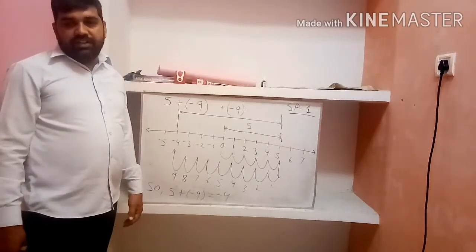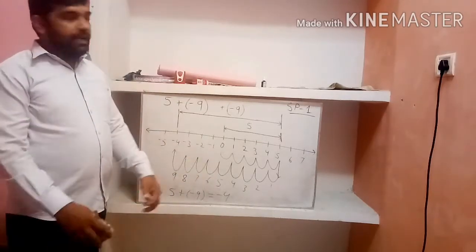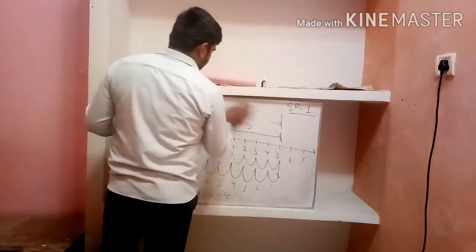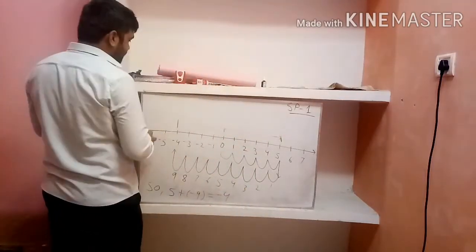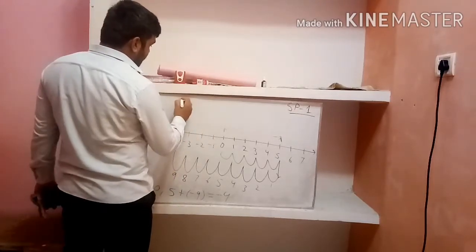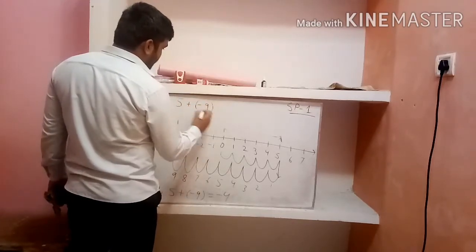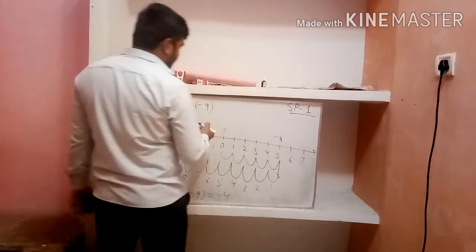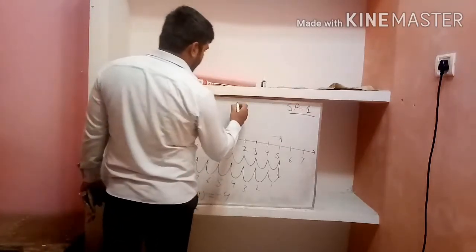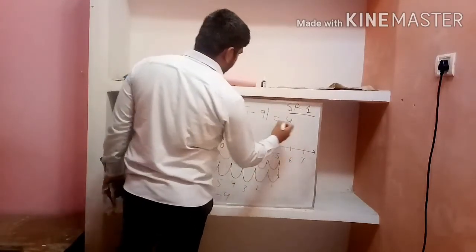But if the signs are different, find the difference of their absolute values. First you find the absolute values, which means always take positive. Example, here you can take 5 plus minus 9. Signs are different. So you have to take the difference of these two numbers. The absolute value of the difference of two numbers we take, that is 5 minus 9, and the absolute value you get is 4.